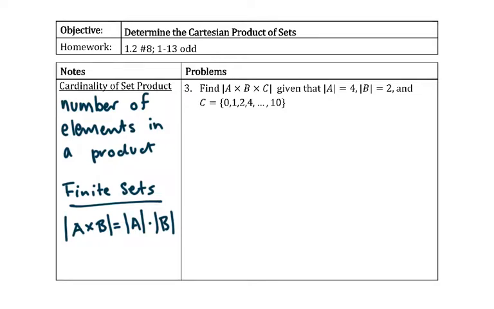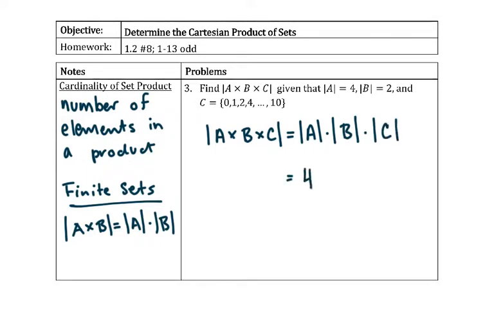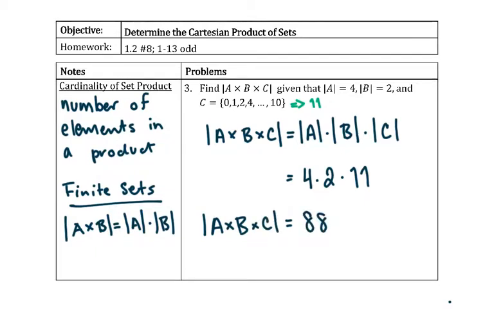So we can extrapolate from this rule for finite sets that the cardinality of A times B times C is equal to cardinality of A times cardinality of B times the cardinality of C. Now the nice thing is that A and B were already given. 4 times 2. Cardinality of C, we're given the finite list here, so you have to use a little bit of logic. There are 11 elements in C because we have 1, 2, 3, 4 up to 10, so that's 10 elements, and then plus we also have 0. So cardinality of C is 11, meaning that the cardinality of A times B times C altogether is 88 ordered triples.